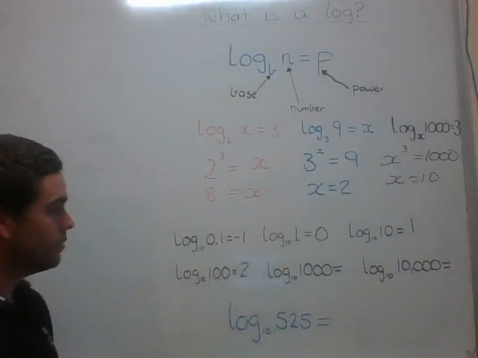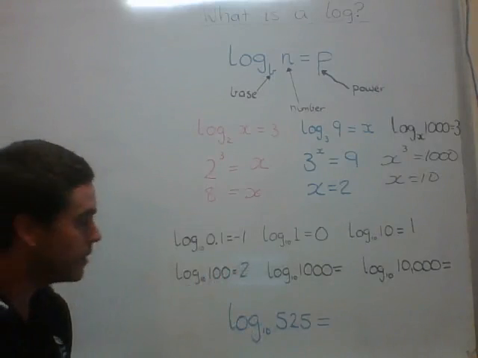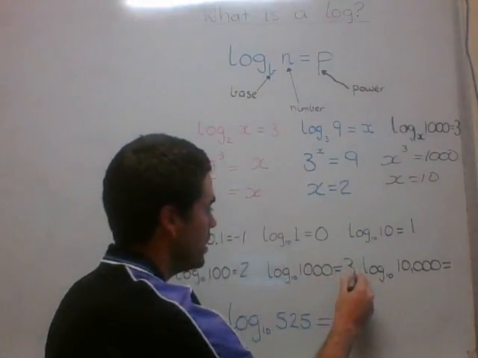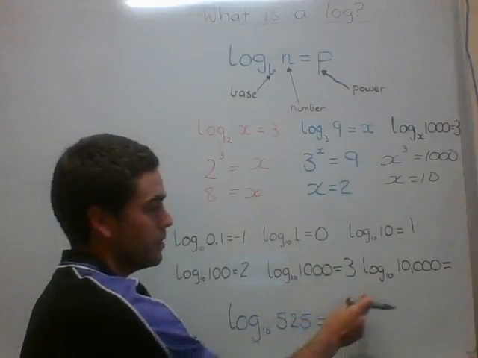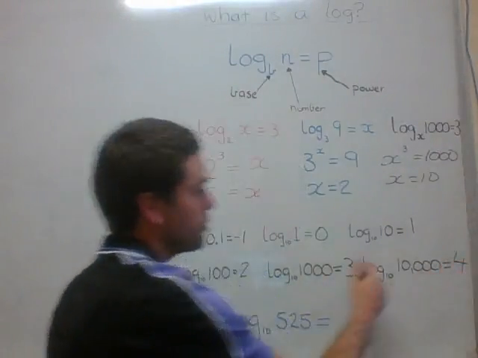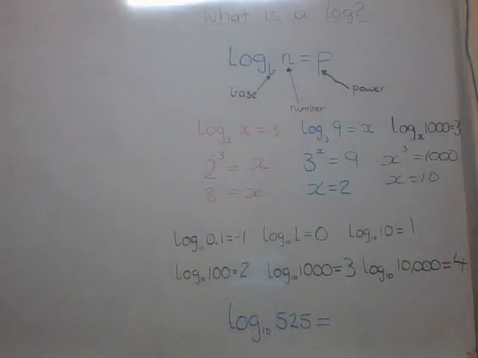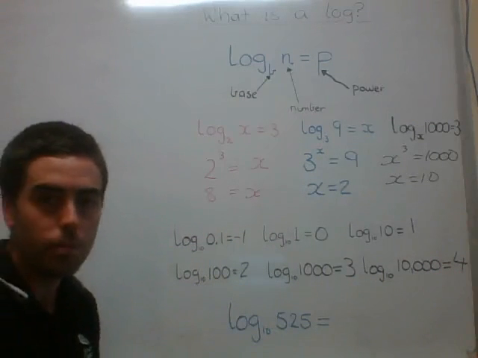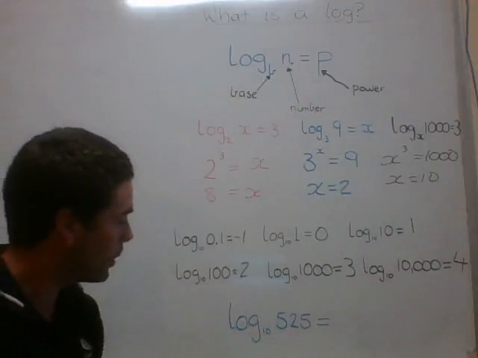You should be starting to see a pattern here. 10 cubed gives me 1,000, and 10 to the power of 4 gives me 10,000. So that kind of helps us with something like log base 10 of 525.